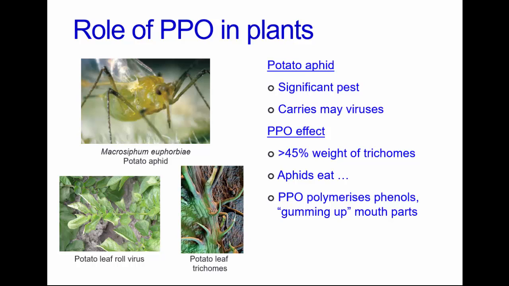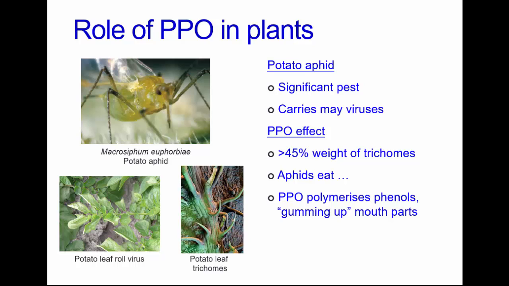The potato aphid is a significant pest. The aphid may transmit over 50 plant viruses, including potato leaf roll virus. It may be responsible for annual losses of up to 20 million tonnes of crops. There's a couple of words here which you may not come across. Trichomes are the small hair-like structures on leaves.